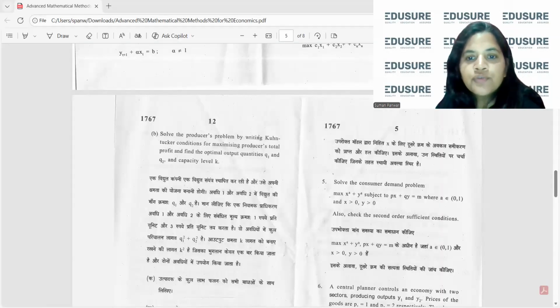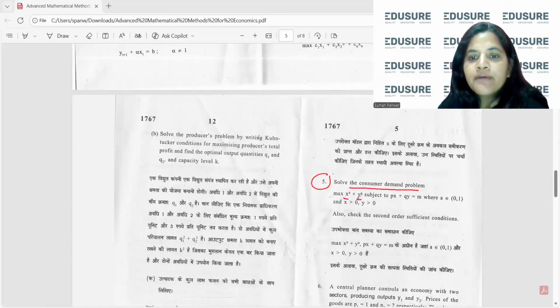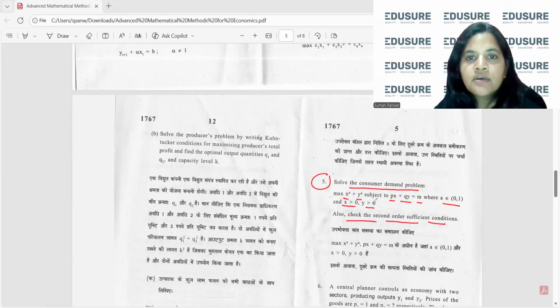DU MME 2024 question number 5. Solve the consumer demand problem. Maximize x^a + y^a subject to px + qy = m, where a belongs to the open interval (0, 1) and x is positive, y is positive. Also check the second order sufficient conditions.